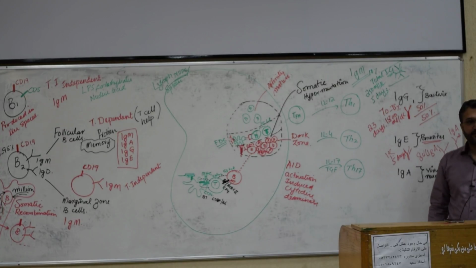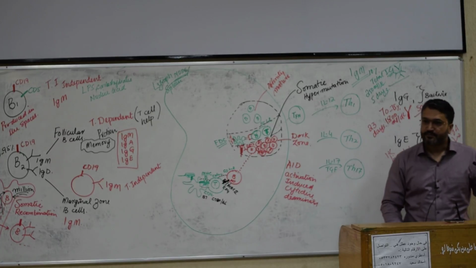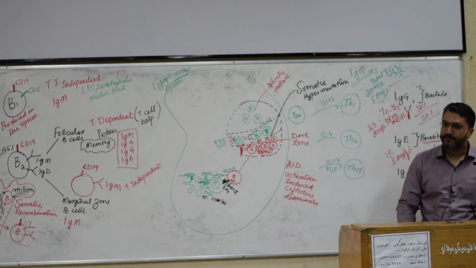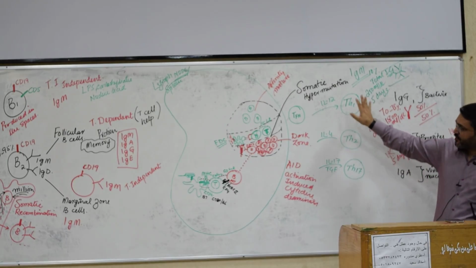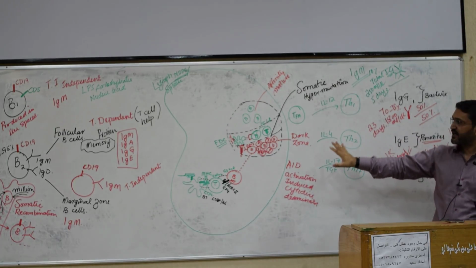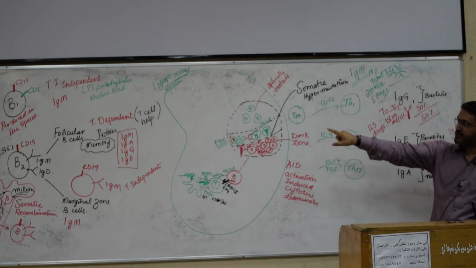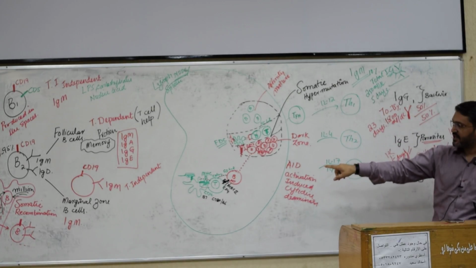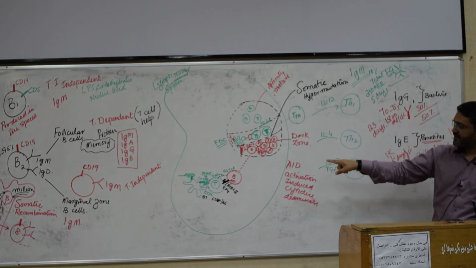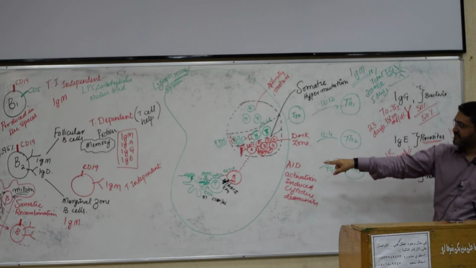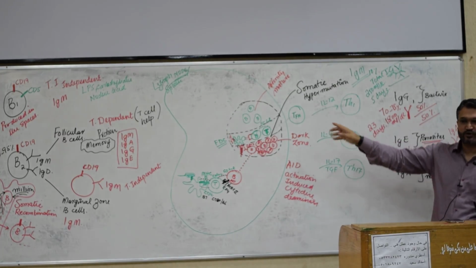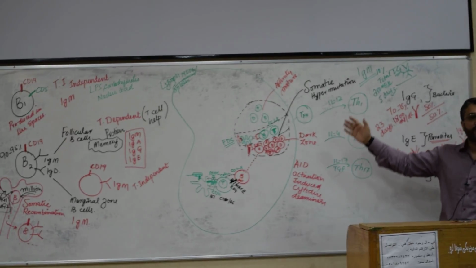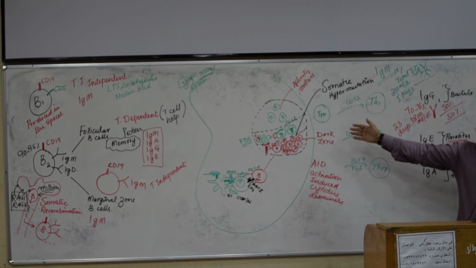Any questions? Yes, please. What's the difference between the dependent and the independent? Okay, very good. So far, whatever we saw was T dependent: started with a protein antigen, taken up by dendritic cell, presented to T cell. With the T cell help, class switching takes place, and with the help of T cell, affinity maturation took place. So you saw 2 very important stages where T cell help is involved.